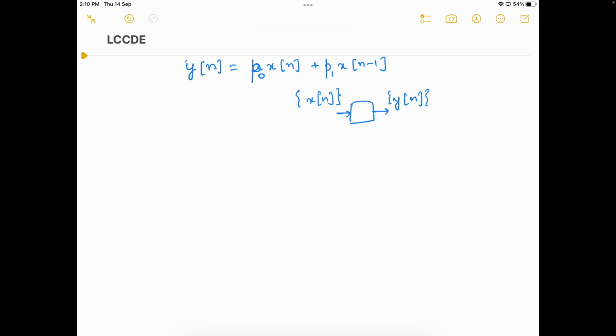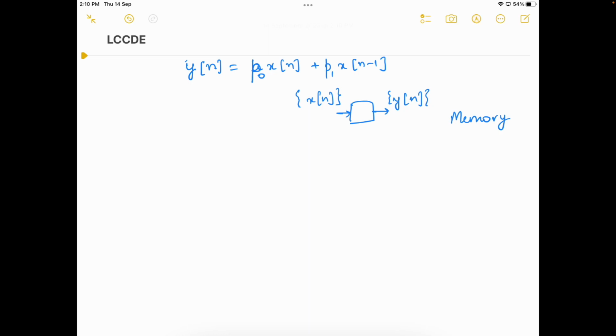It's a filter. What kind of filter is this? Kind of moving average filter, right? It may be doing a weighted average, kind of moving average filter. But the interesting thing is, my y of n does not depend only on x of n. It also depends on x of n minus 1, which means it has some memory.